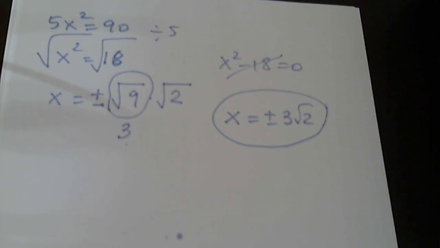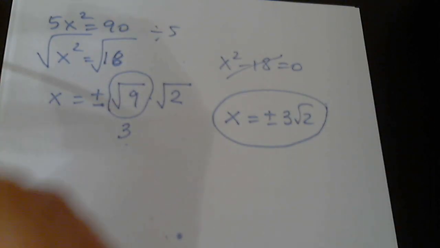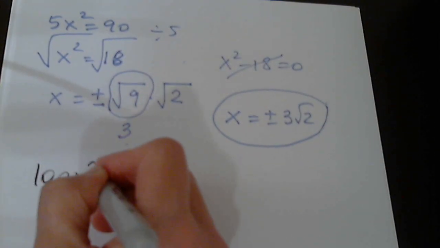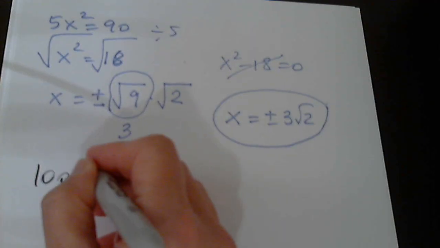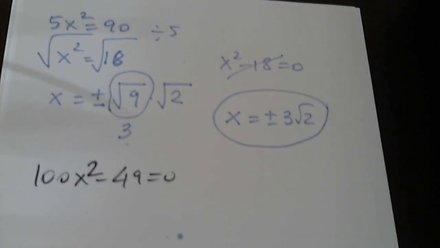I will not use the square root property here. It's not possible because I don't have a perfect square on the left. Let's think about this. Yes, this one is factorable. So this is easy to factor. 100x squared minus 49 equals 0. But it can also be solved using the square root principle.